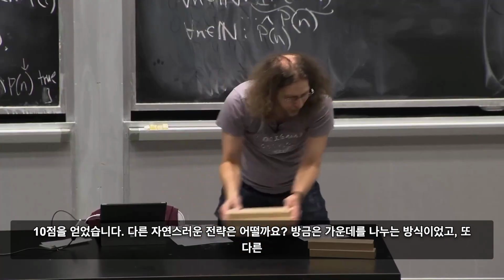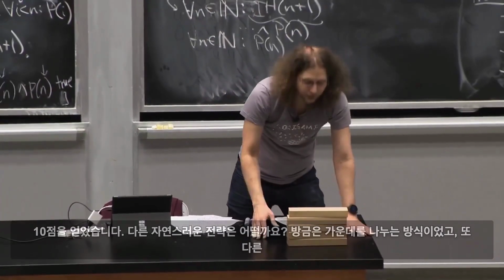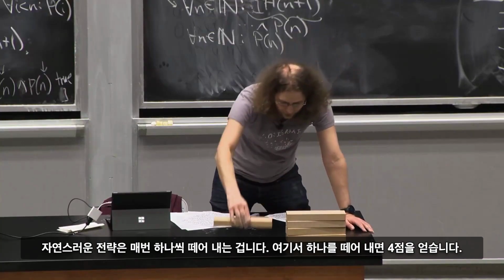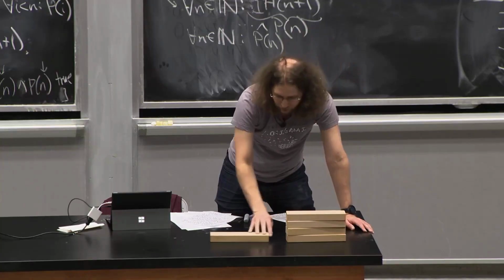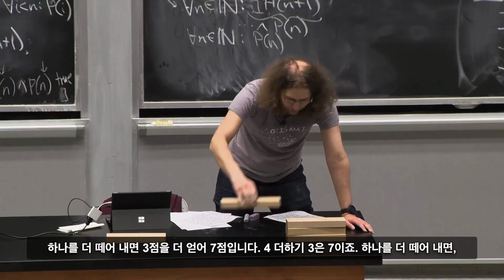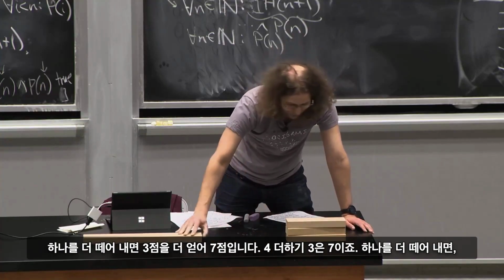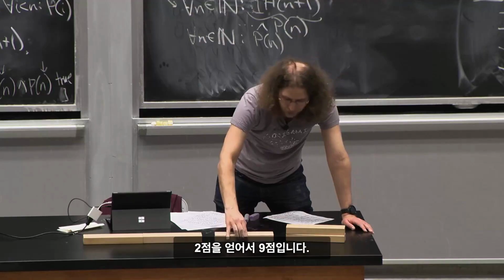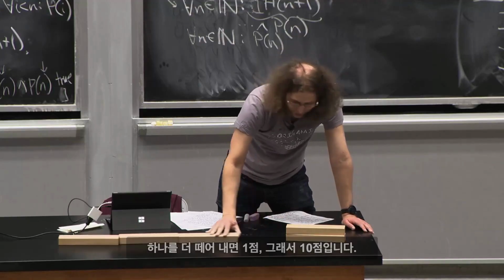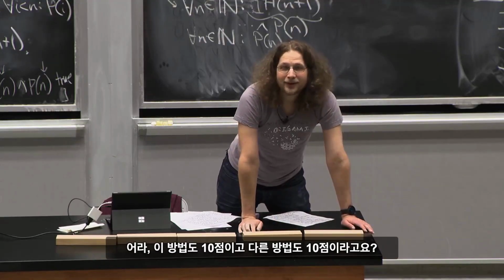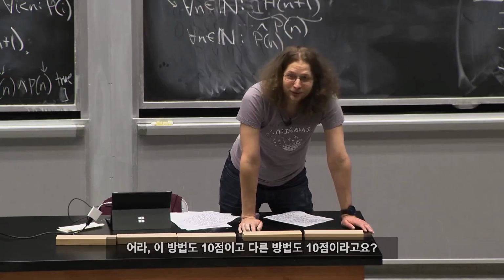What if another natural strategy, other than splitting in the middle? Another natural strategy is I just take 1 off each time. So if I take 1 off here, I get 4 points. If I take 1 more off, I get 3 more points. That's 7. 4 plus 3 is 7. I take 1 more off, I get 2 points. That's 9. I take 1 more off, that's 1 point, that's 10. 10 points that way, 10 points the other way as well.